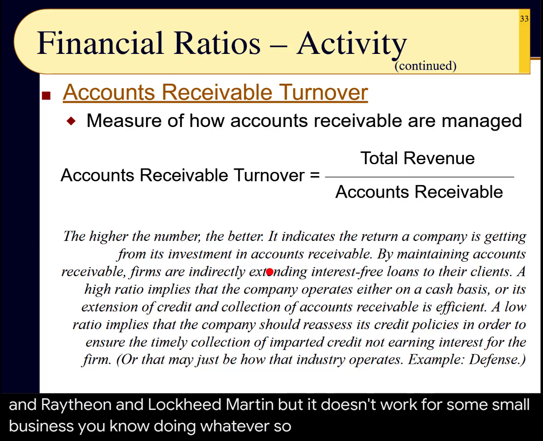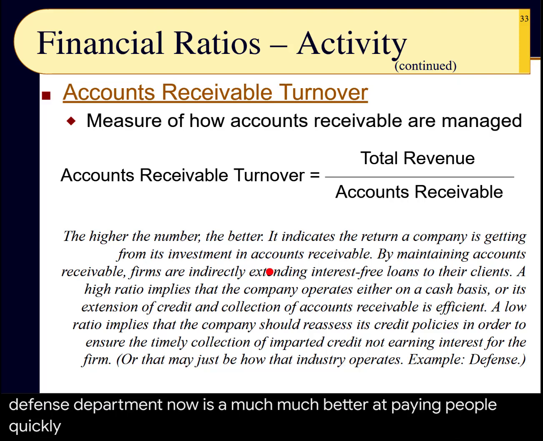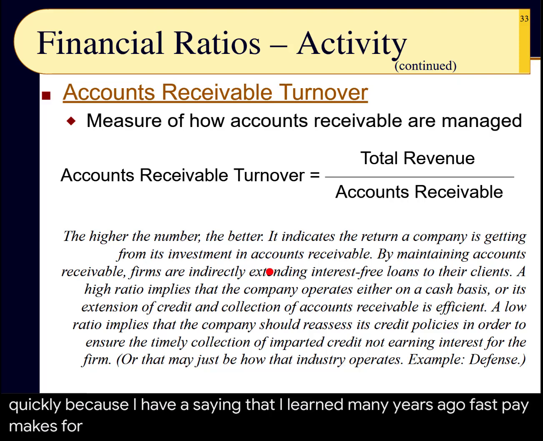So my understanding is the Defense Department now is much, much, much better at paying people quickly, because I have a saying that I learned many years ago: fast pay makes for fast friends.